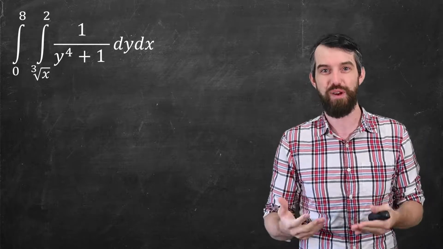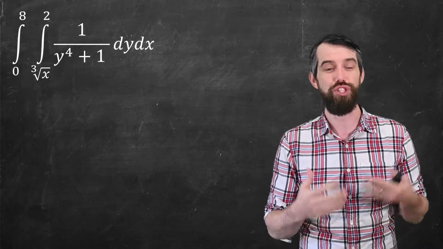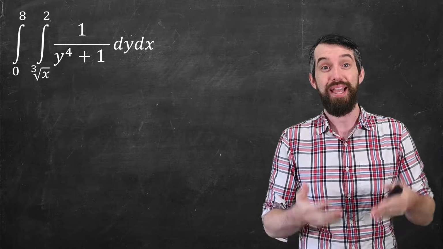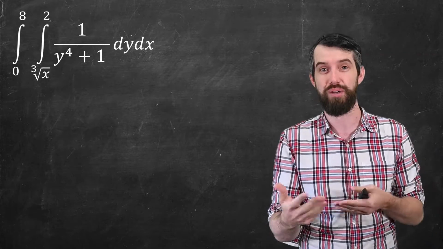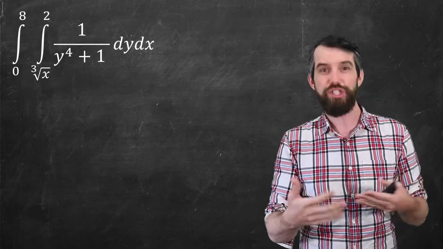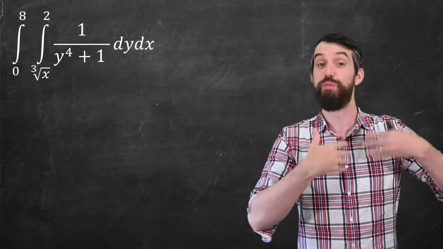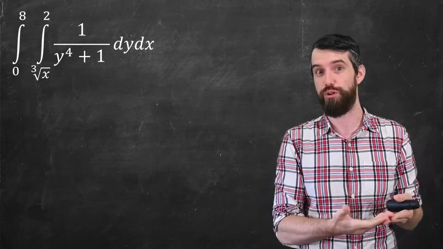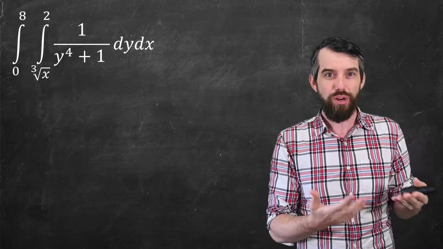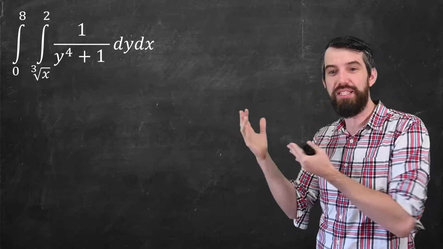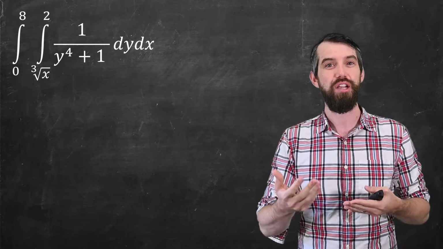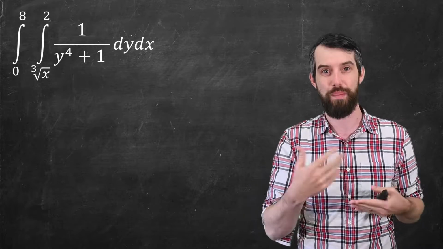But in multivariable calculus, we're allowed to change the order of integration if it helps us, and it will in this particular example. So in order to change the order of integration, to do an integral with respect to x first and then do an integral with respect to y, I'm going to have to correspondingly change all the limits of integration, which are right now written as cube root of x up to 2 and 0 up to 8.